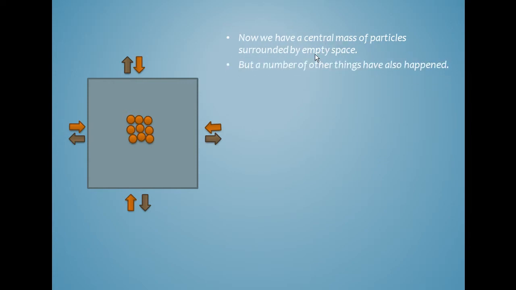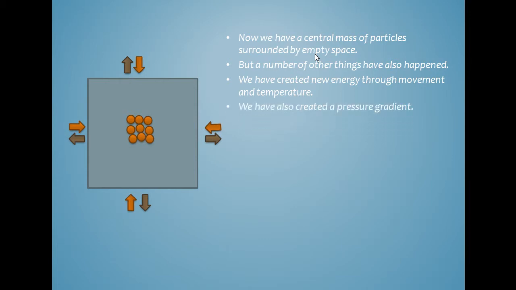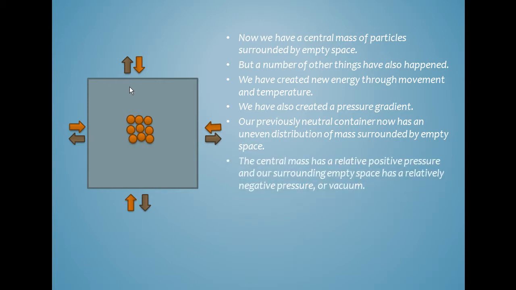But a number of things have happened. We have created new energy through movement, we've created kinetic energy, we've also created thermal energy. We've also created a pressure gradient between the positive force of particles and the surrounding relative negative pressure of the surrounding vacuum. Our previous neutral container now has an uneven distribution of mass surrounded by empty space. The central mass has a relative positive pressure due to all the particles, and the surrounding empty space has a relative negative pressure, or a vacuum.